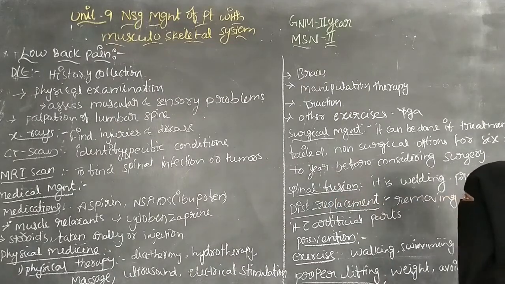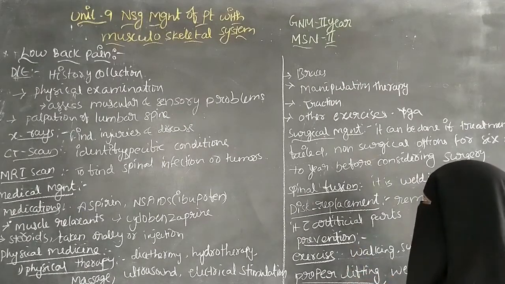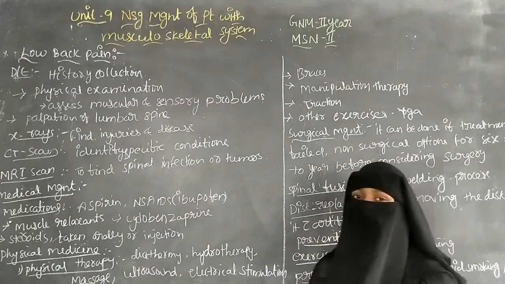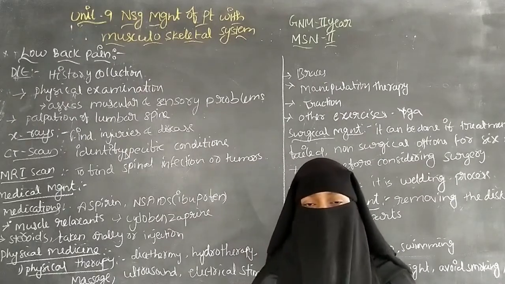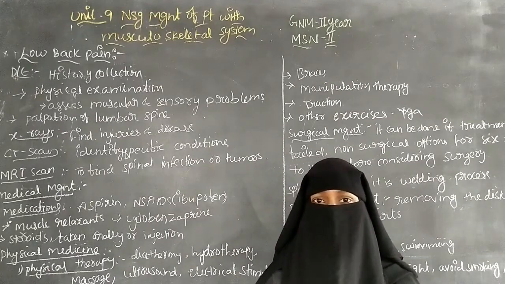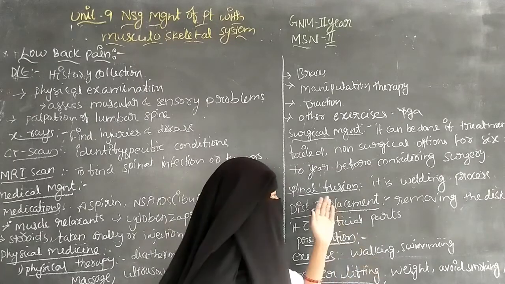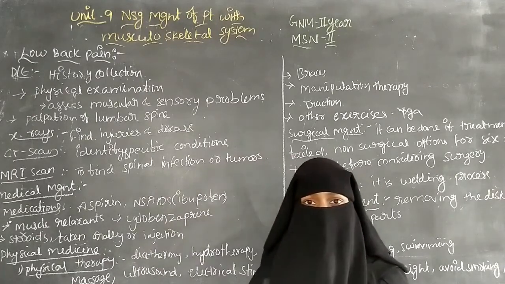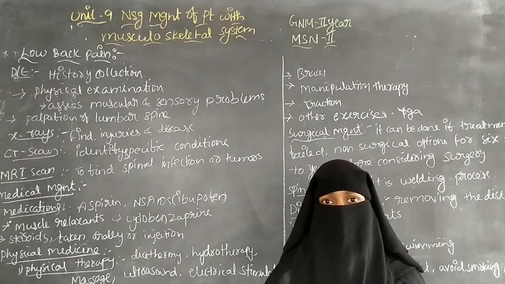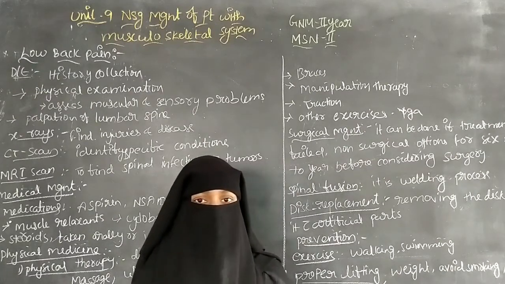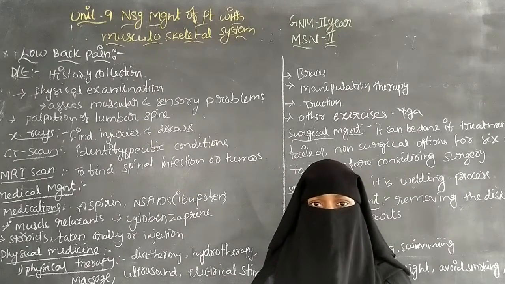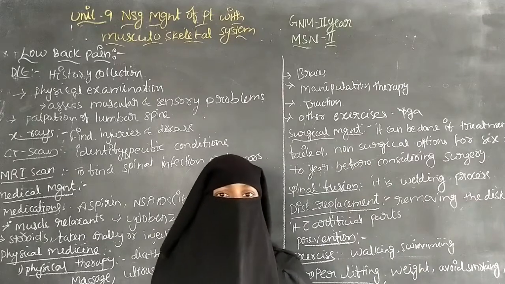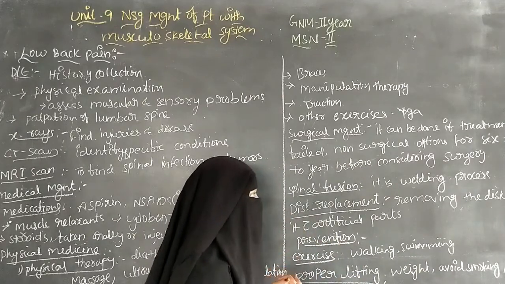And next one, in the surgical management, is spinal fusion. Spinal fusion is like a welding process. In welding, two rods are joined together. Like that in spinal fusion, the space between the spinal bones is decreased, and two vertebrae are joined together, making a single one. So that is about the spinal fusion.